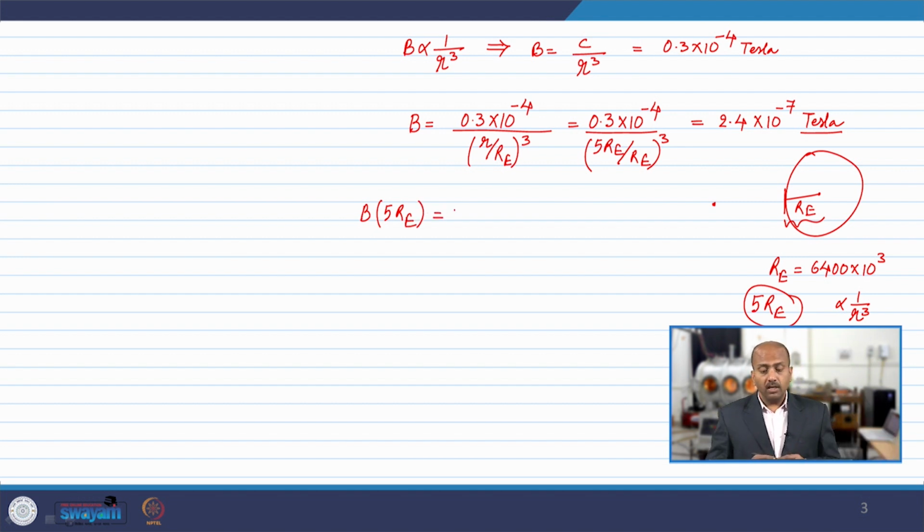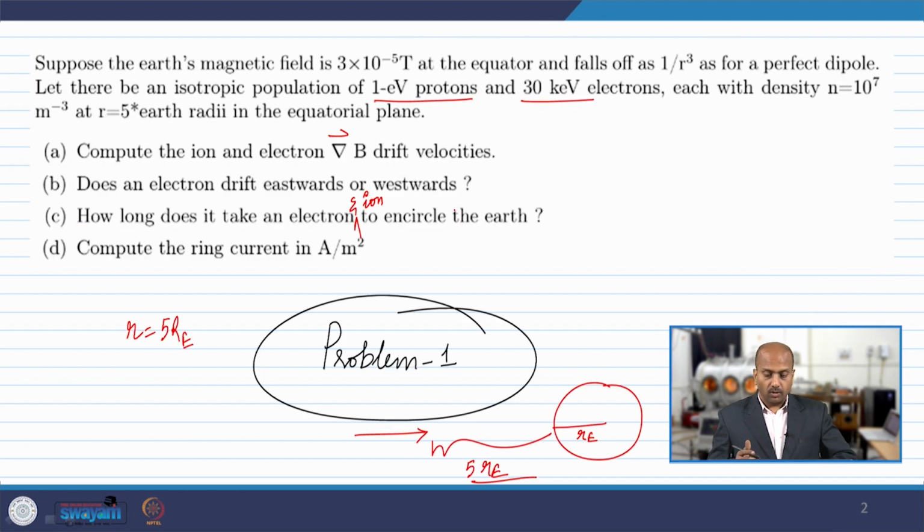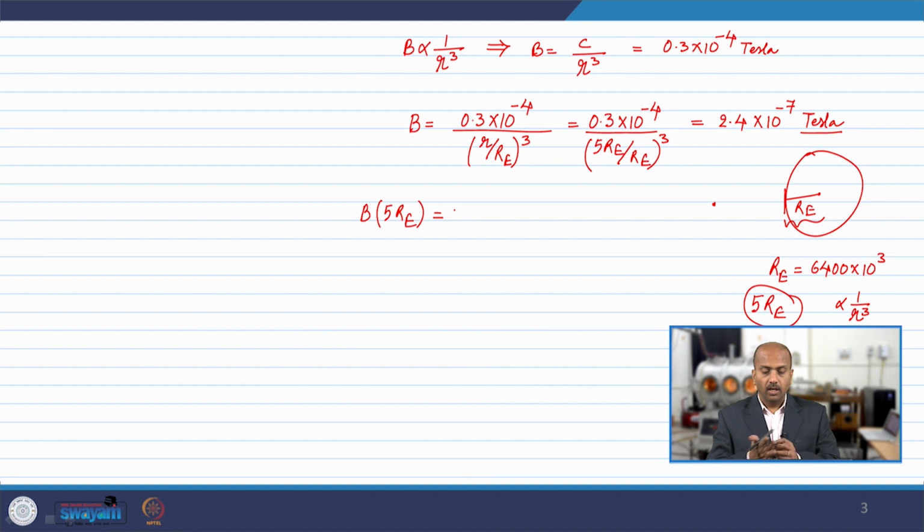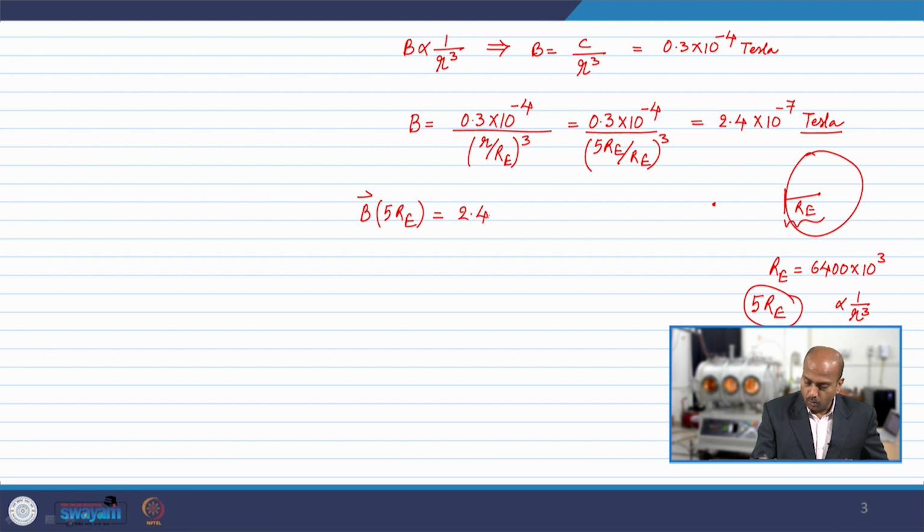Because 5 RE is where the plasma is situated right now, and if you go back to the question once again, we have to find out what will be the drift velocity that will be experienced by the electrons and ions when they start experiencing the magnetic field at 5 RE, right. So, the magnetic field magnitude B at 5 RE is 2.4 times 10 to the power of minus 7 Tesla.